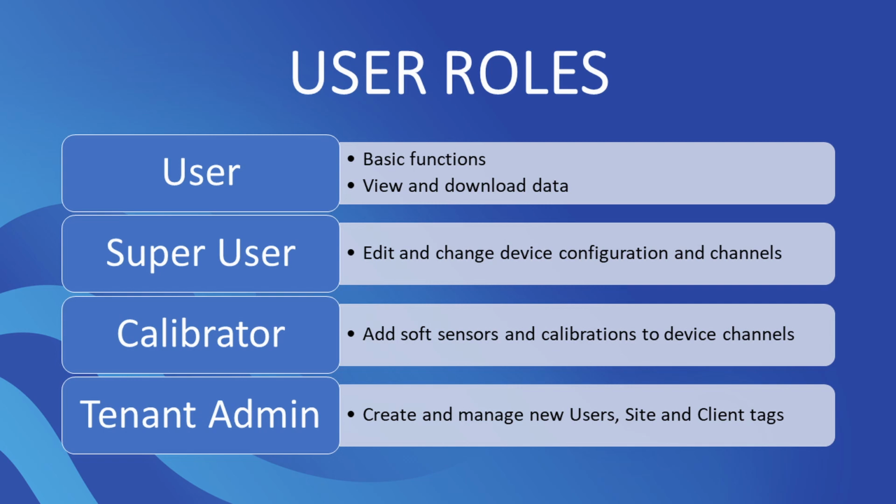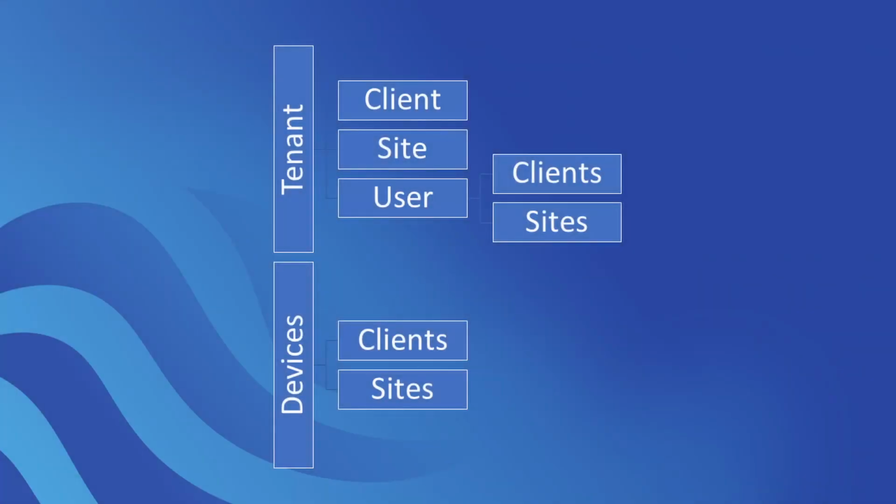Users can be one of the four types below: user, super user, calibrator, and tenant admin. The Orion data portal requires all users to be allocated to a single tenant. The user may then be allocated as many sites and clients as required. You will also need to ensure that there is at least one device allocated to the client and site tag that you choose for the new user. If you have all of these in place, you can go straight to creating a new user later in this video, but right now we'll start from the beginning.